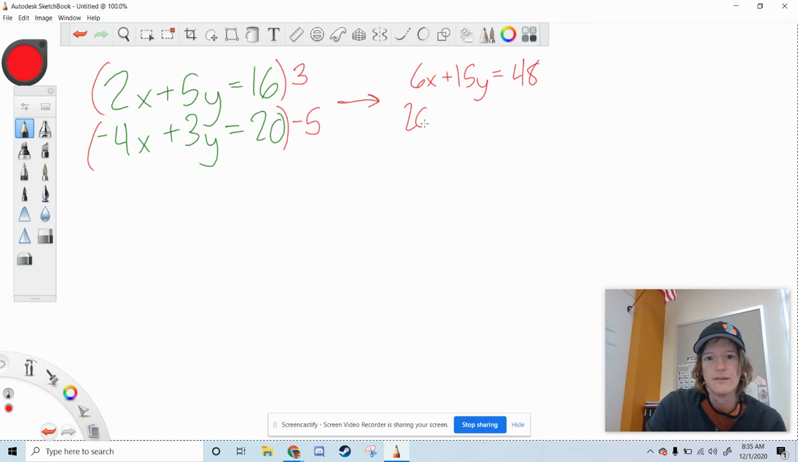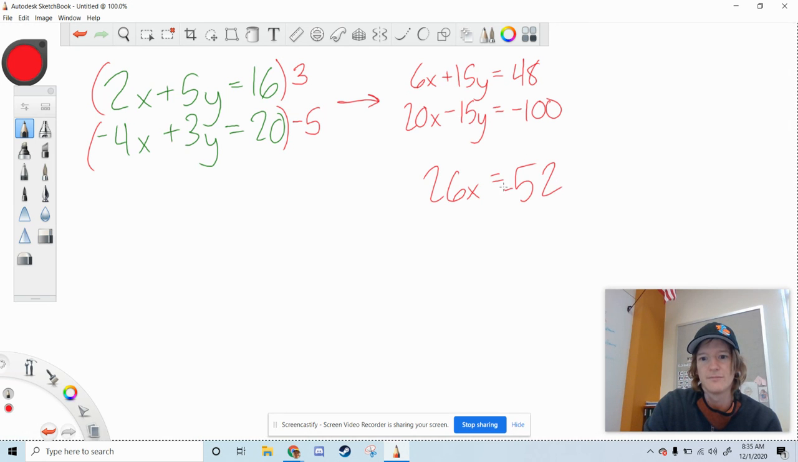We've got 20x, not plus, it's going to be minus 15y equals negative 100. Putting these together, we'll have 26x equals 52. But it's negative, 100 is bigger. Absolute value of 100 is bigger. Divide by 26, divide by 26, x equals negative 2.